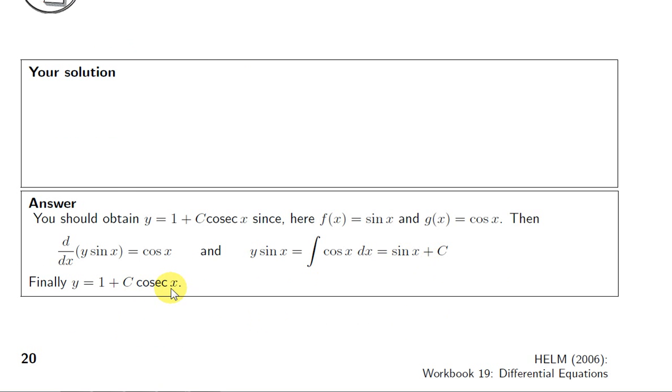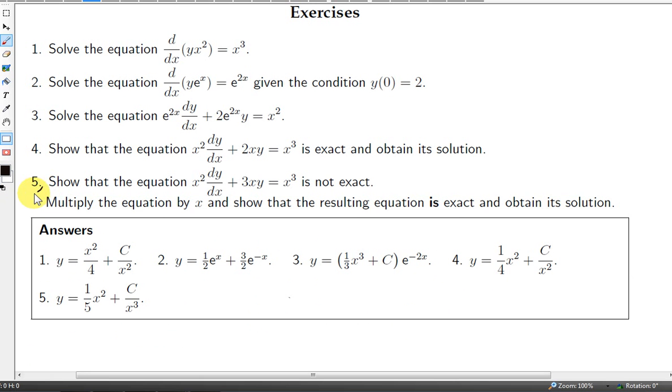Let's look at question 5 here. We want to show that this equation is not exact. Well, we have x squared here. If it's exact, then the derivative of x squared should appear on the left hand side, but the derivative of x squared is 2x, and we don't have 2x, we have 3x here. So that proves that it's not exact.